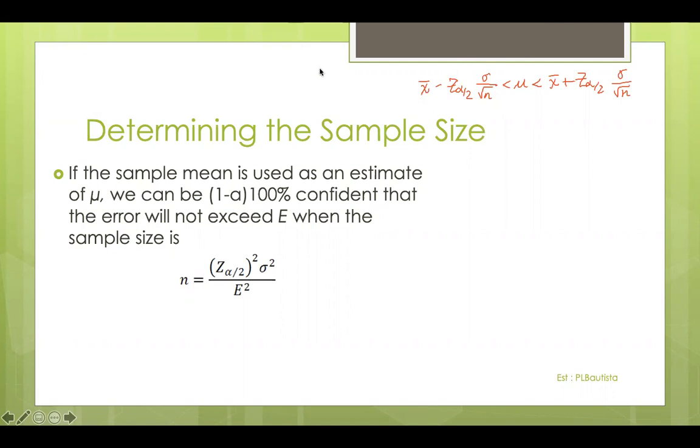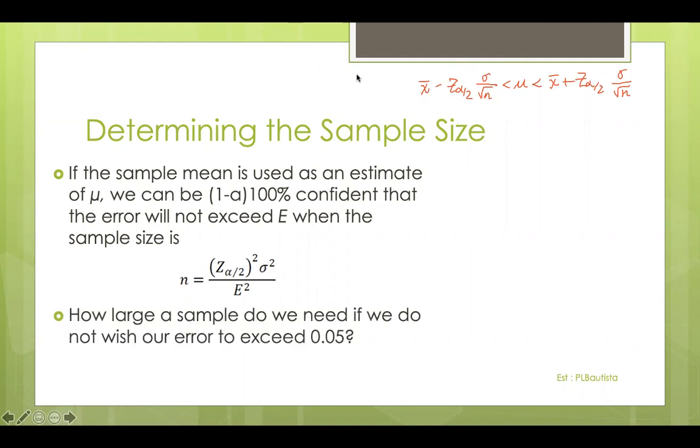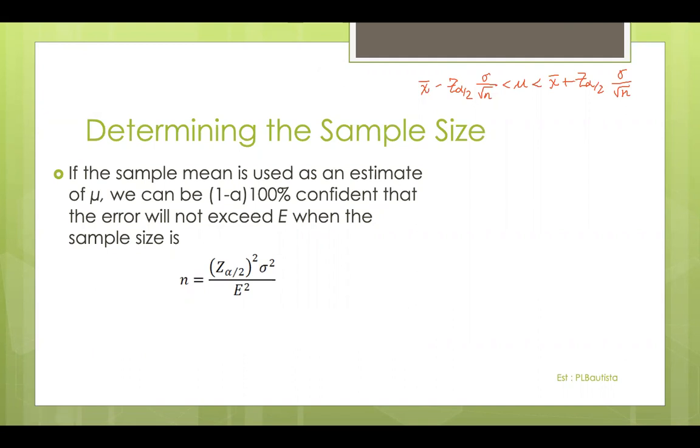Okay. In this video, we will be talking about the determination of the sample size. On the upper right, we have the formula for the confidence interval for mu under case 1.